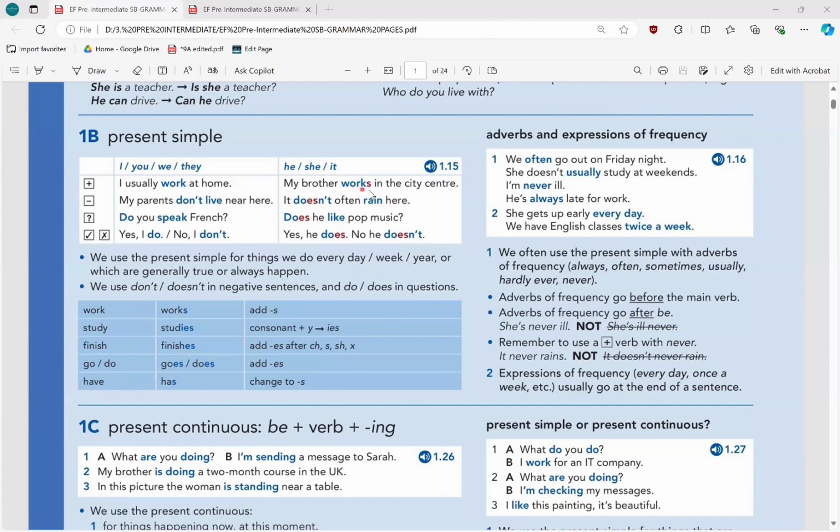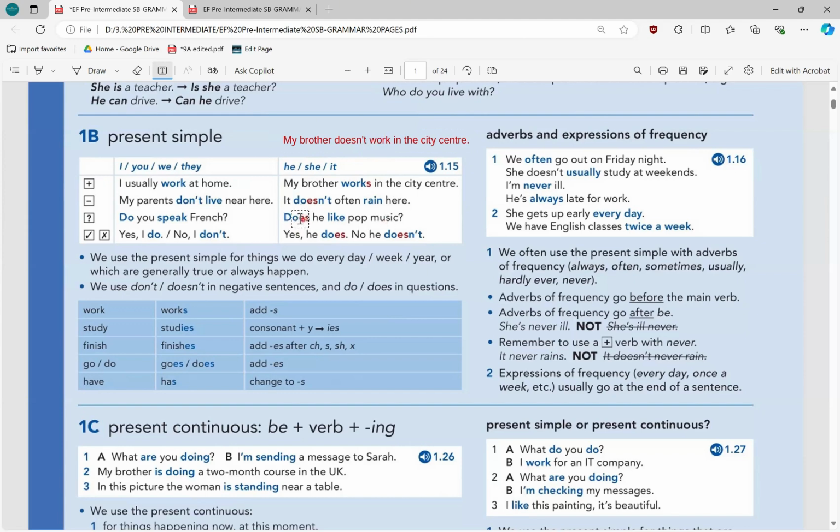For example, my brother works in the city center. If I want to make it negative, my brother doesn't work. This s, you have to remove it. When I say doesn't, I must use the infinitive only. Works is not the infinitive. So my brother doesn't work. Look, I'm not saying works. If I put works, it's wrong. So we put it back, like doesn't work. My brother doesn't work in the city center. You see, guys? We're using doesn't work.